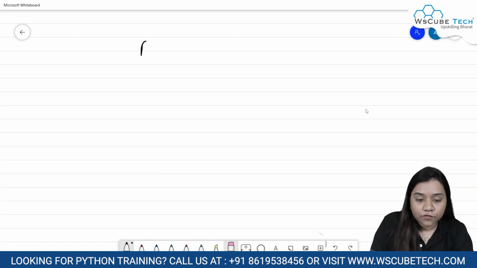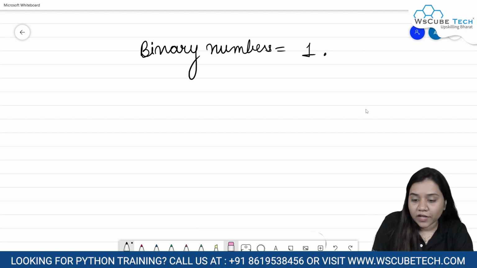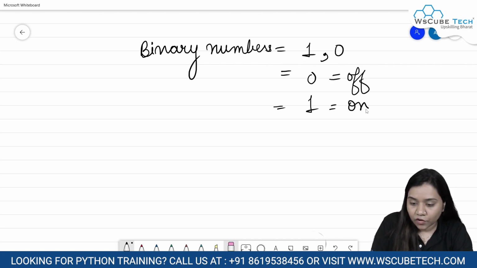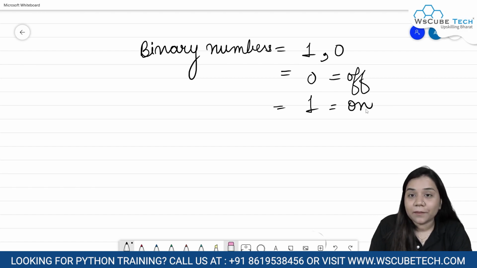So guys, first of all, talking about binary numbers, we all know there are two binary digits, 1 and 0, where 0 indicates off and 1 indicates on. Correct. To find the binary number of any decimal number, we have a very simple method. We have a very simple formula over here. We will see what this formula is.